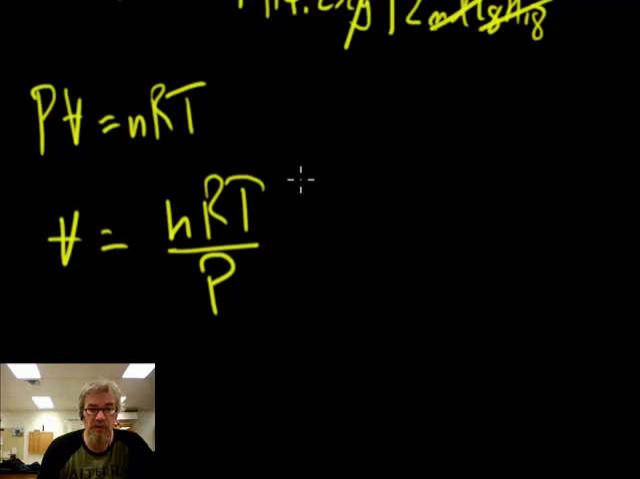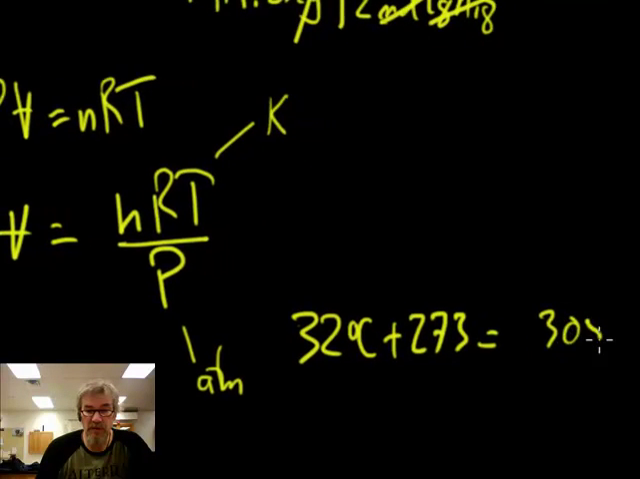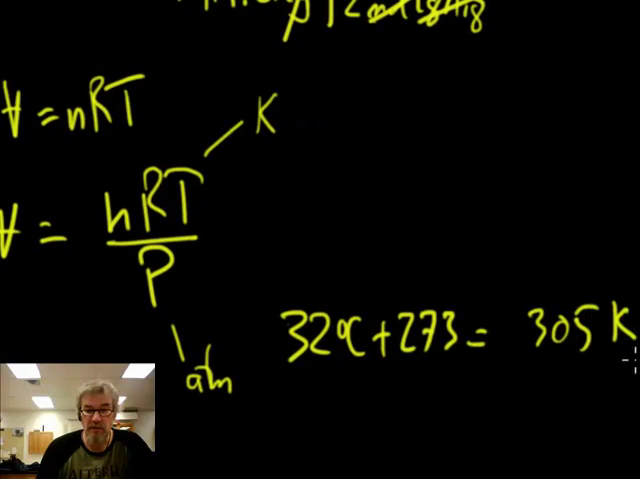The temperature here is 32 degrees C. I can't put degrees C in here. That's got to be in kelvins. And my pressure is 740 torr, but I can't put torr in there. That has to be in atmospheres because of the units on R. So let me do those conversions. 32 degrees C plus 273 is 305 kelvins. So that's what's going to go in my T.